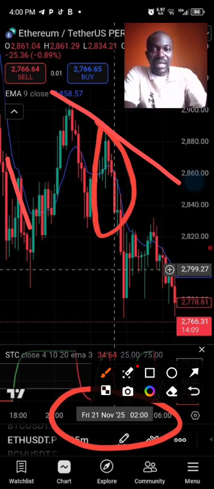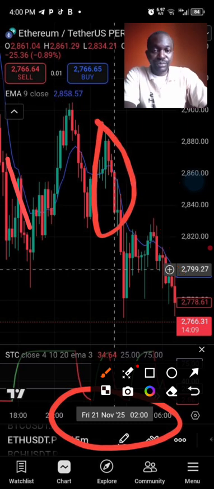And this is where the bot sent us the signal. That is on the 21st of November 2025 at 2 a.m. in the morning. That will be 3 a.m. Nigerian time. And you can see after the signal, it started coming down, and that was it.